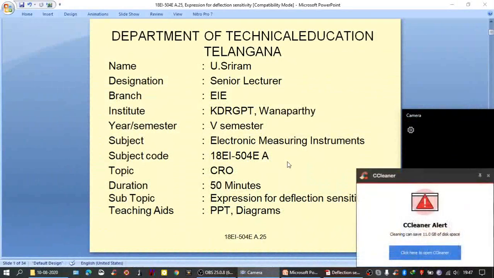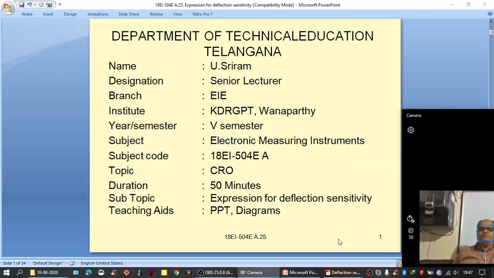In today's class, I'm going to explain about the deflection sensitivity of a CRT and how to derive the deflection sensitivity expression, and some simple problems on calculation of deflection sensitivity of a CRO we'll try to solve.